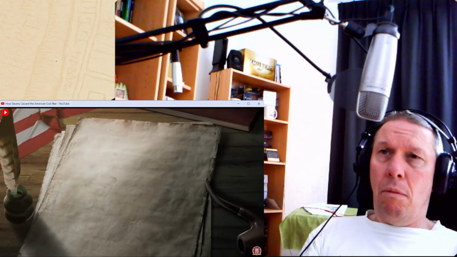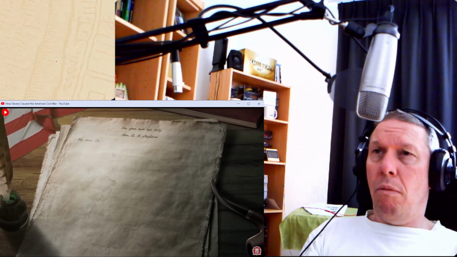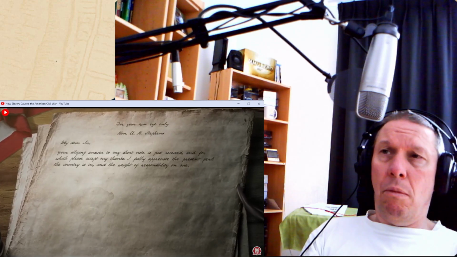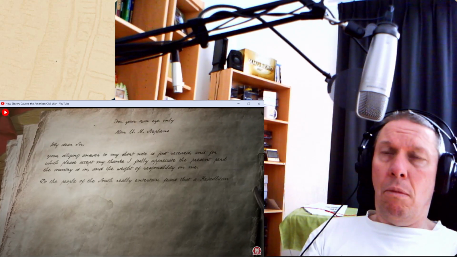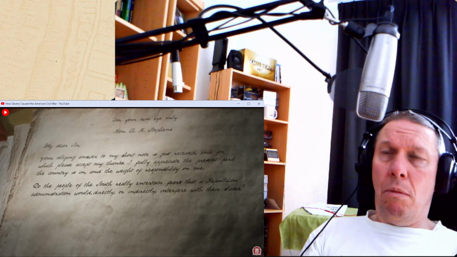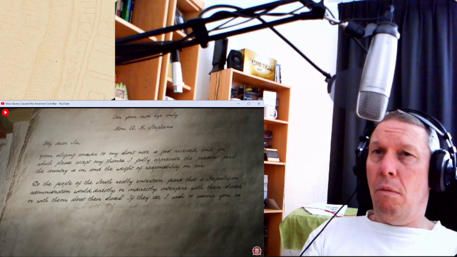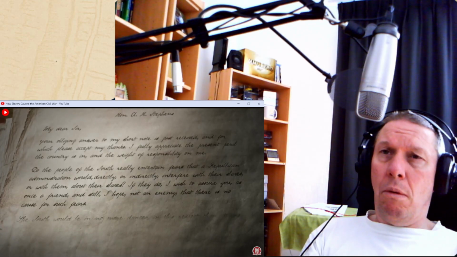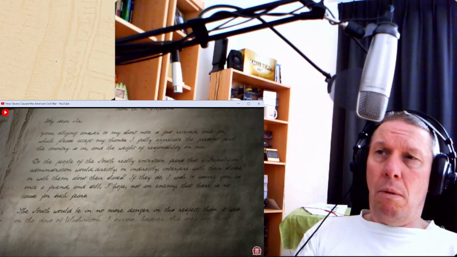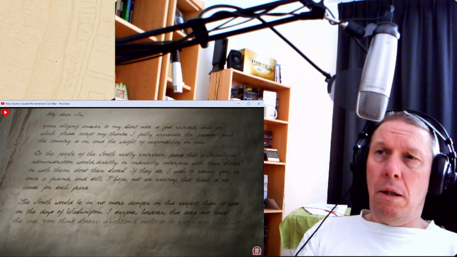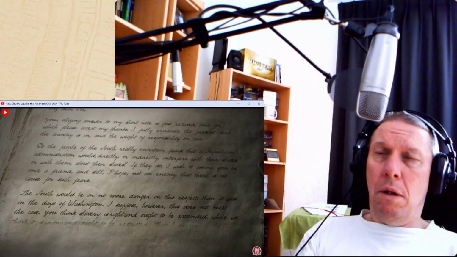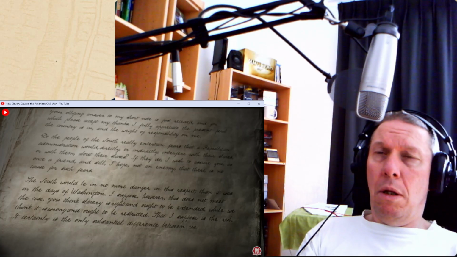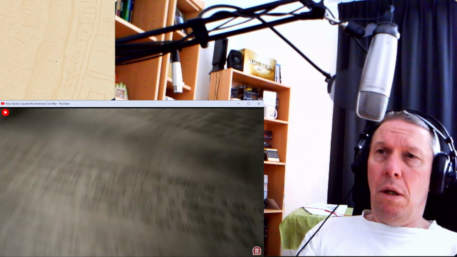On December 22nd, Lincoln wrote a letter to the soon-to-be Vice President of the Confederacy, Alexander Stephens, which stated, "Do the people of the South really entertain fears that a Republican administration would, directly or indirectly, interfere with their slaves or with them about their slaves? If they do, I wish to assure you, as once a friend and still, I hope, not an enemy, that there is no cause for such fears. The South would be in no more danger in this respect than it was in the days of Washington. I suppose, however, this does not meet the case. You think slavery is right and ought to be extended, while we think it is wrong and ought to be restricted. That, I suppose, is the rub. It certainly is the only substantial difference between us."